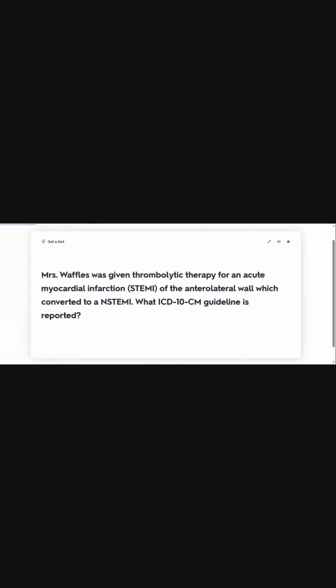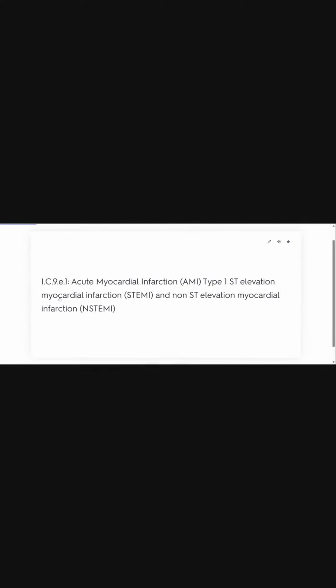All right, indeed. Everyone is on fire for this one. And yes, this one is going to be the I.C. 9.E.1. So acute myocardial infarction, AMI type 1, ST elevation myocardial infarction STEMI, and non-ST elevation myocardial infarction and STEMI. And a lot of people got that one right. That was a very overwhelming response. That was awesome. So great job.